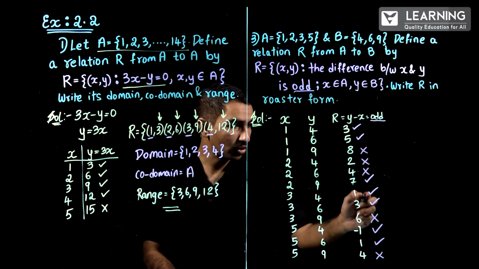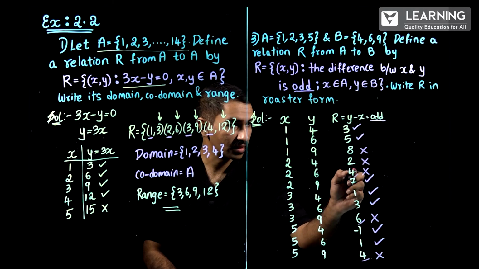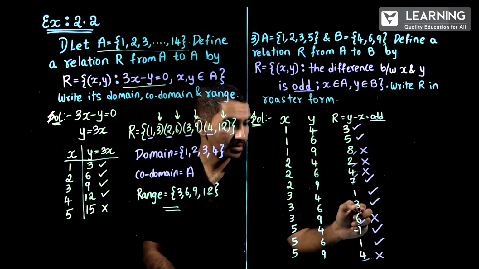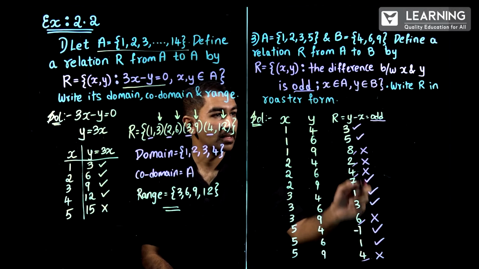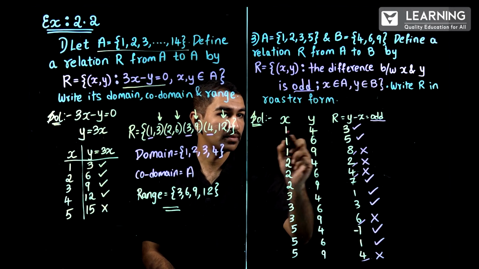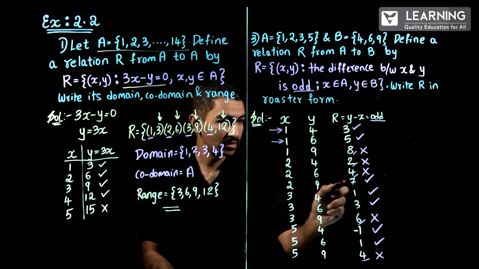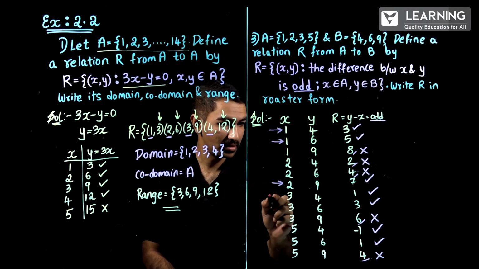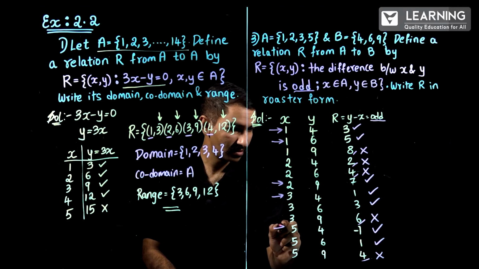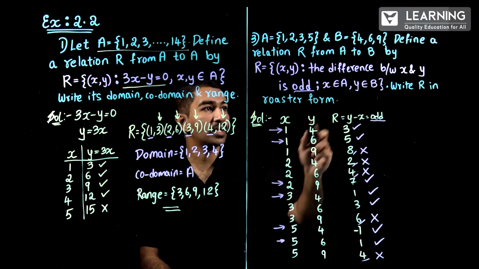These are all even numbers, students, correct? 8, 2, 4, 6 and 4, all are even numbers. The tick marks are all the odd numbers. So see this and this. So these are the relations which we have to write in the roster.